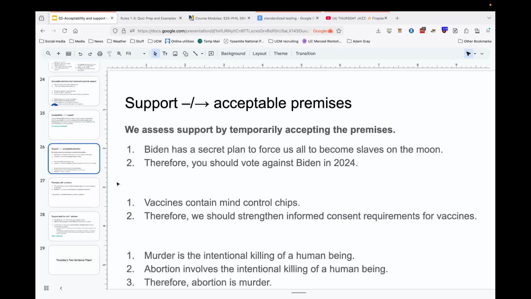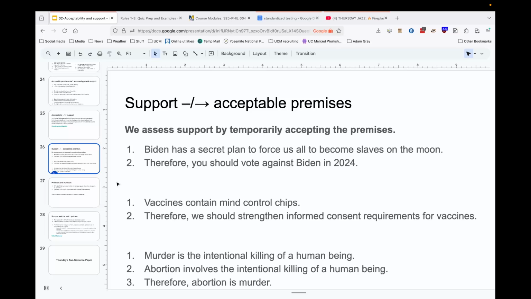Okay, so we just said acceptable premises don't necessarily provide support. We can go the other direction. Premises that provide support are not necessarily acceptable. Students have a surprising amount of trouble understanding this. So I'm going to give a series of silly examples and then a more subtle one that hopefully will help you understand that.